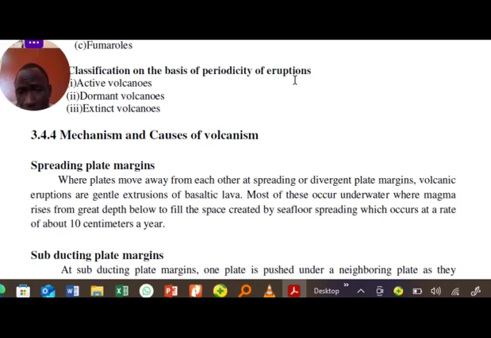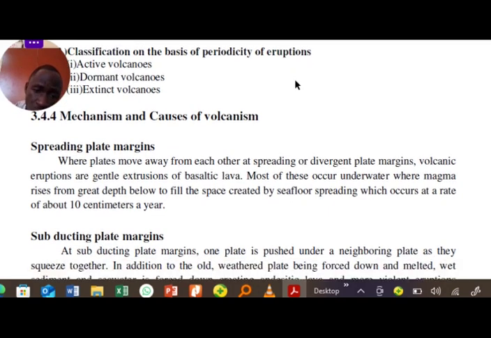most of these, how they occur under the water, where magma rises from great depth before it fills up the space to create what we term as the seafloor spreading theory, which solidifies at a rate of about 10 meters in a year. That is what we have termed as the spreading plate margins.